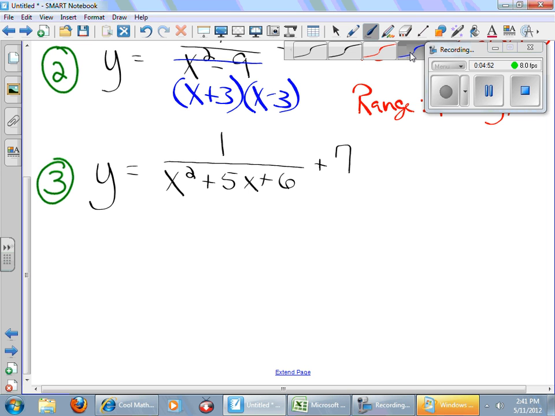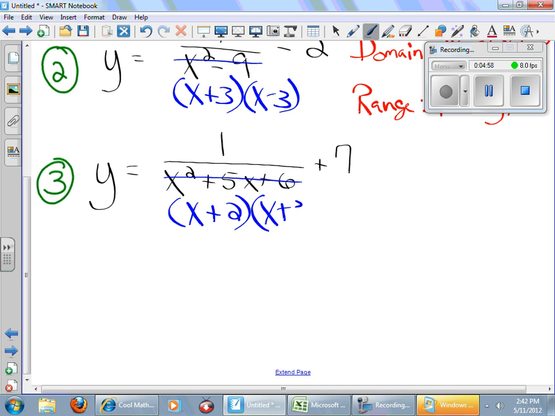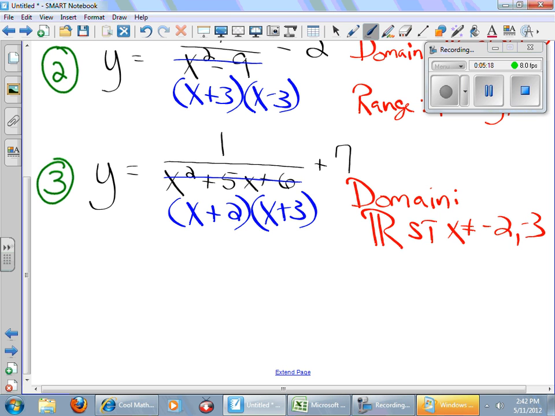Okay, if you're watching, first thing I'm going to do is factor my denominator. I'm going to get x plus 2 as a quantity and x plus 3 as a quantity. So my equation is 1 over quantity of x plus 2 times quantity of x plus 3, plus 7. So I know my domain is the restrictions on x. My domain can be any real number such that x does not equal -2 or -3. All right, the range will be all real numbers such that y does not equal 7. And there you go. It's that simple.